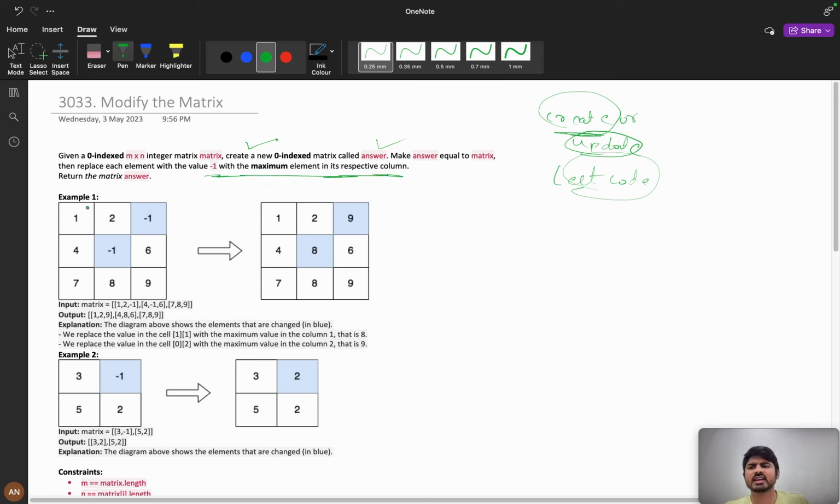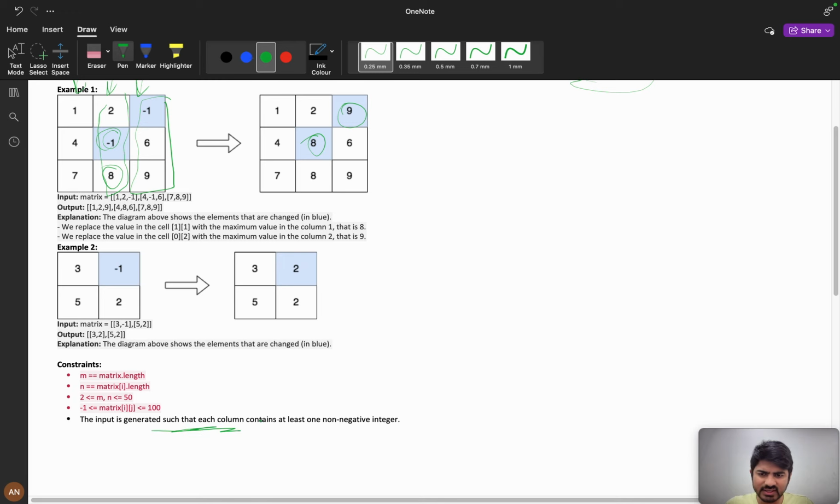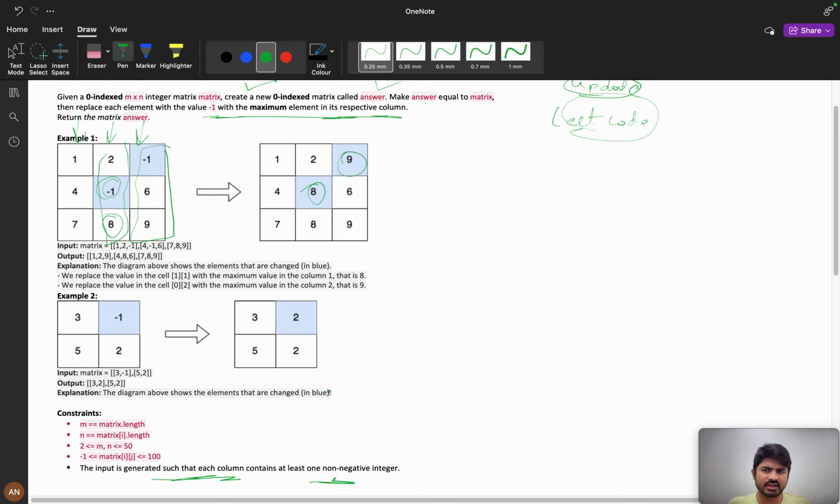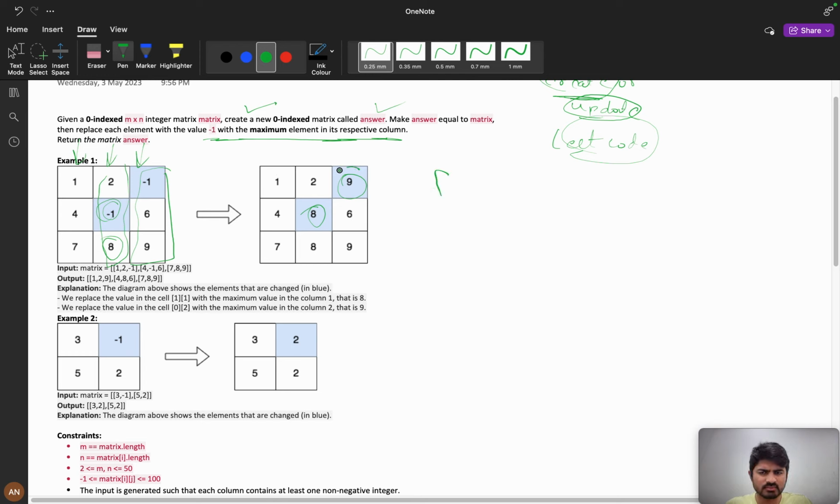the respective column. He is saying that we will iterate every column, and -1 will be replaced with the largest element. In this, the largest element is 8, so here -1 is replaced with 8. In this, my largest element is 9, and -1 is replaced with 9. Now he is saying that the input is generated such that each column contains at least one non-negative integer. In each column there is at least one non-negative integer. That means we can have any number of -1s, but we have at least one positive integer.